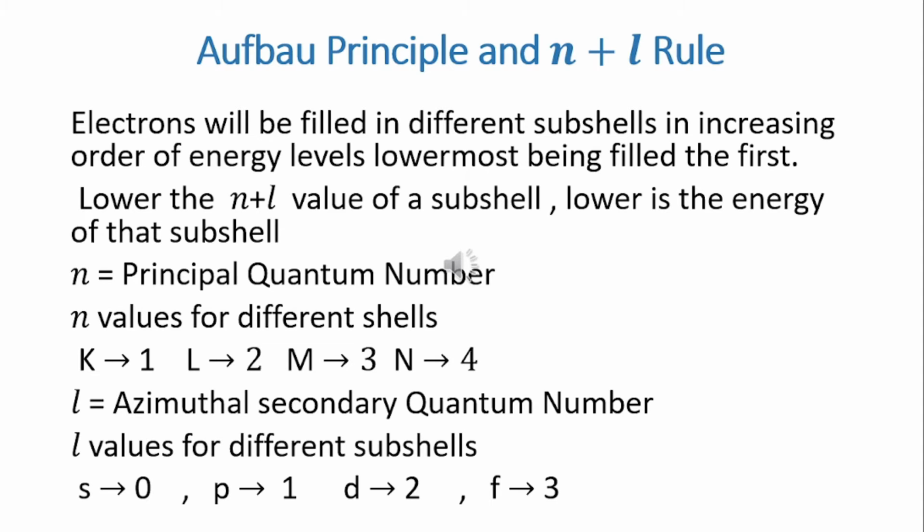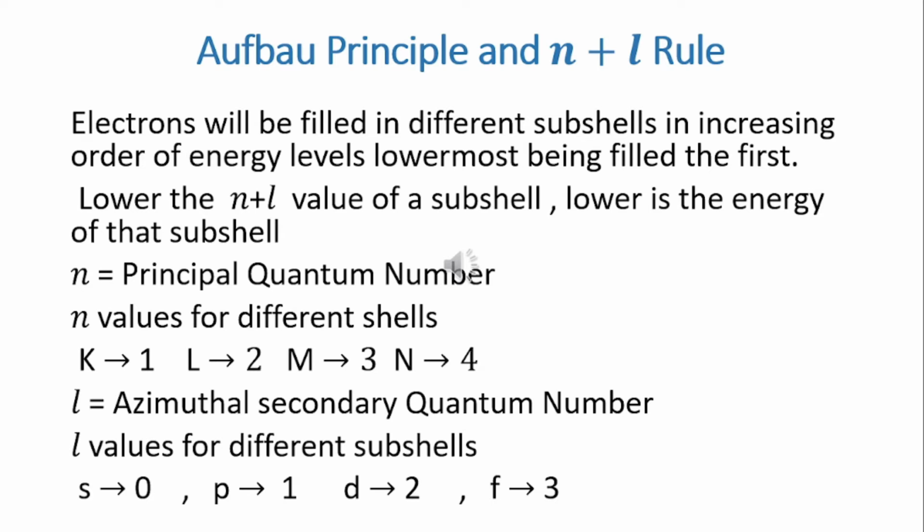Lower the n plus l value of a subshell, lower is the energy of that subshell. What is n here? Here n is equal to principal quantum number, which can have value 1, 2, 3, 4. K shell has n equal to 1, L shell n equal to 2, M shell n equal to 3, and capital N shell small n is equal to 4.